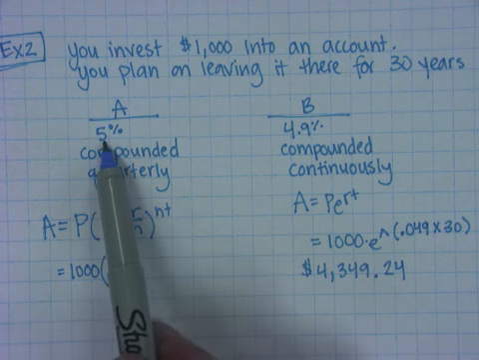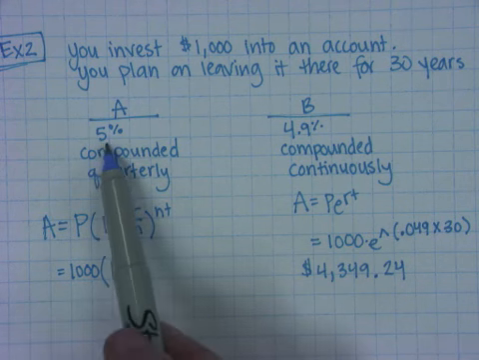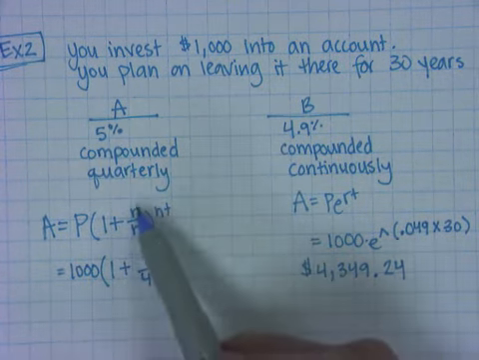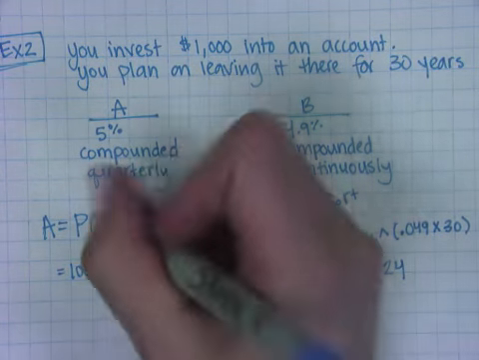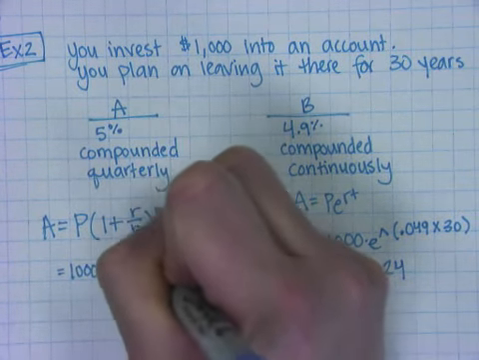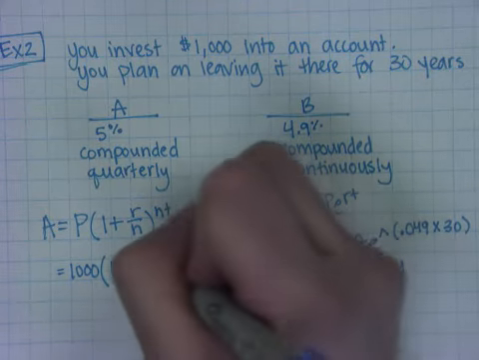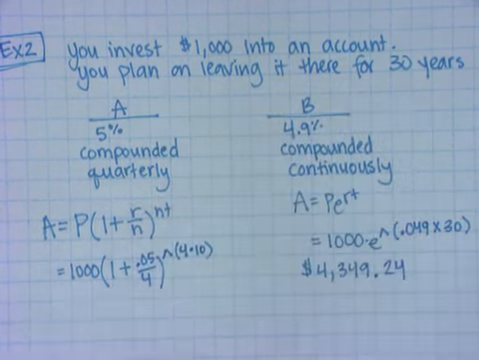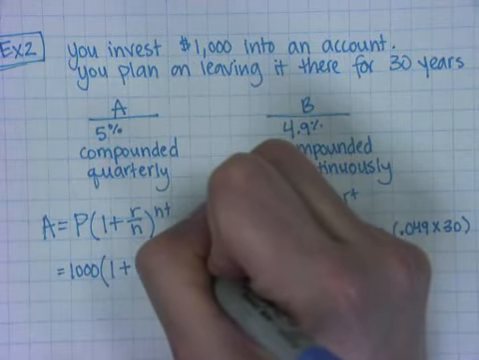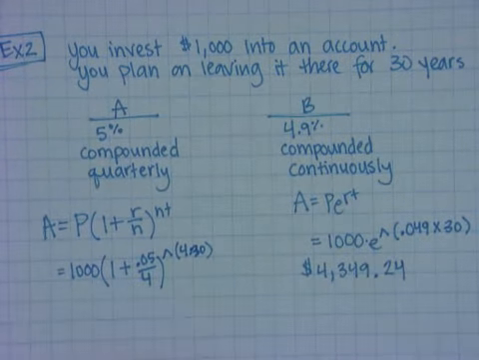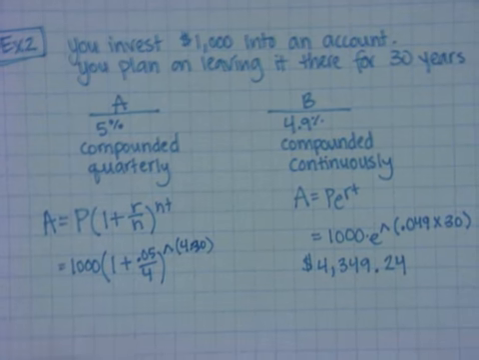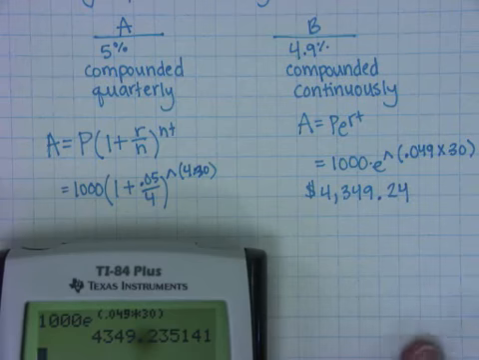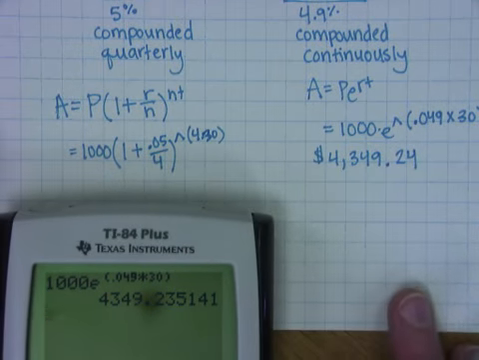What do I do with the 5%? I'm eventually going to divide it by 4, good. To plug it in for the r though, what do I need to do to the 5? 0.05, good. Because it's 5%, so I have to change it to decimal. And then up here in the exponent, this is 4 times 30 because it's 30 years.